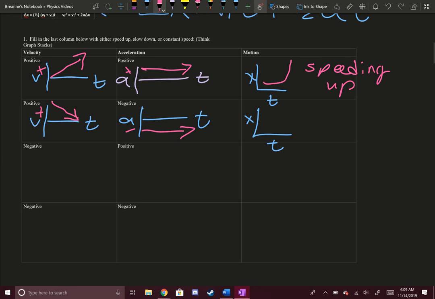So positive direction in position versus time means we're going up the graph, but we're slowing down. So we're going to start vertical and go horizontal. So remember, a quick way to glance to see if you're speeding up or slowing down: if you start horizontal and go to vertical, you're speeding up. And if you start vertical going to horizontal, you're slowing down. And we know it's in the positive direction because it's going up the graph. So again, we're going to look at our graphs.